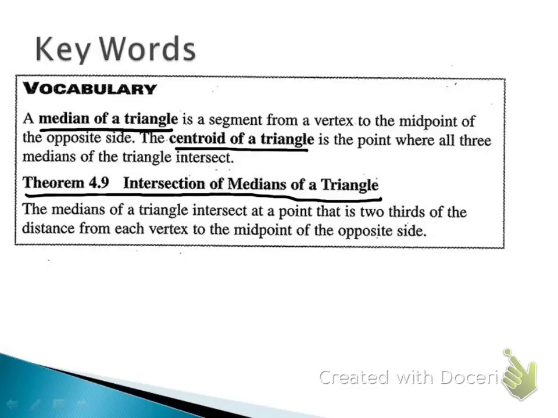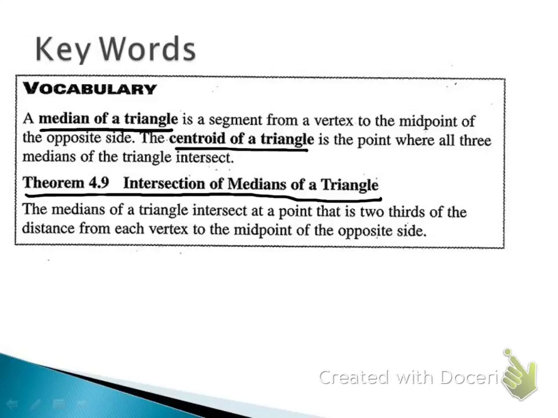And then the last thing we're going to look at today is a theorem. It's called Theorem 4.9. It's the intersection of the medians. Again, we just talked about how the intersection of the medians is also called the centroid. But the place where the medians intersect, it actually cuts the median into some cool parts. 2/3 the distance from the vertex to the midpoint of the opposite side always occurs when you're looking at the median. So I'm going to give you some formulas to help you remember that.